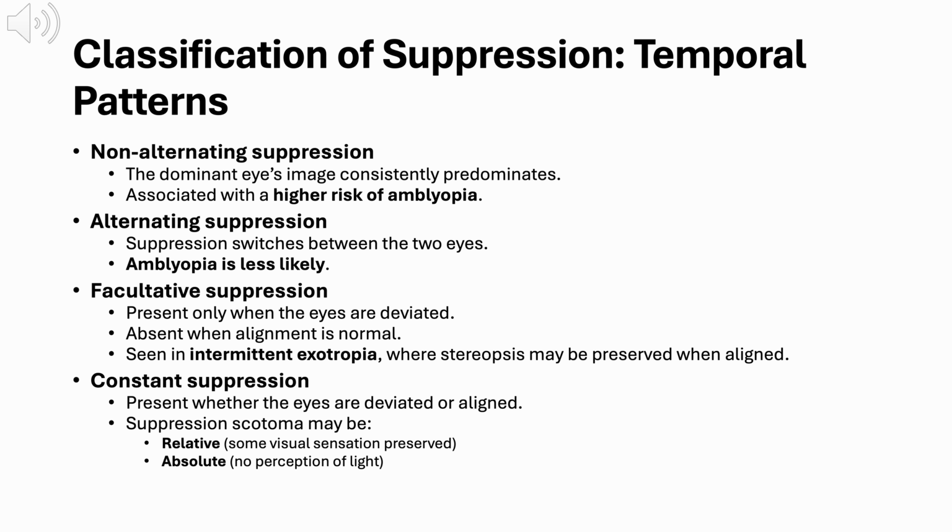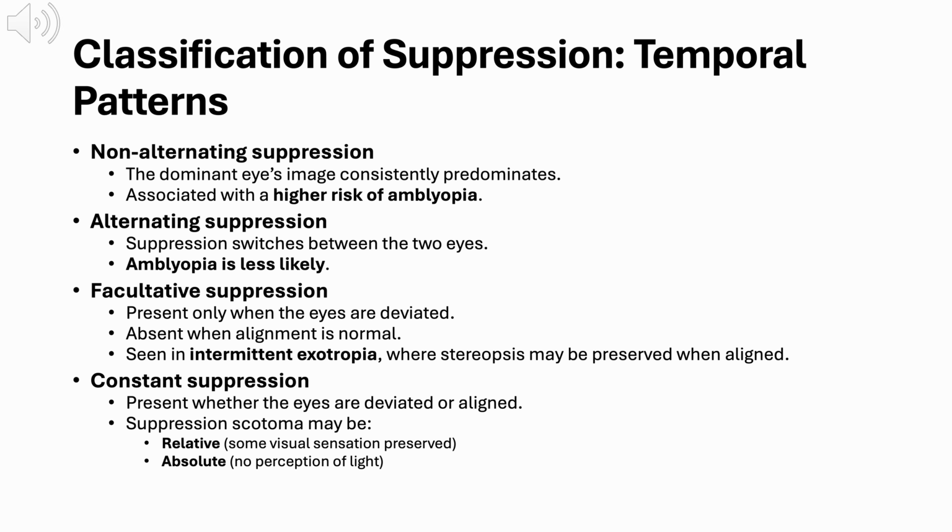This slide classifies suppression based on when it happens and how stable it is over time. In non-alternating suppression, the same eye is consistently suppressed while the other eye dominates. Because one eye is chronically ignored, this pattern carries a higher risk of amblyopia. In alternating suppression, suppression switches back and forth between the two eyes. Since neither eye is consistently shut down, amblyopia is much less likely to develop. Facultative suppression only occurs when the eyes are misaligned and disappears when alignment is restored. A classic example is intermittent exotropia, where stereopsis can be present during periods of alignment.